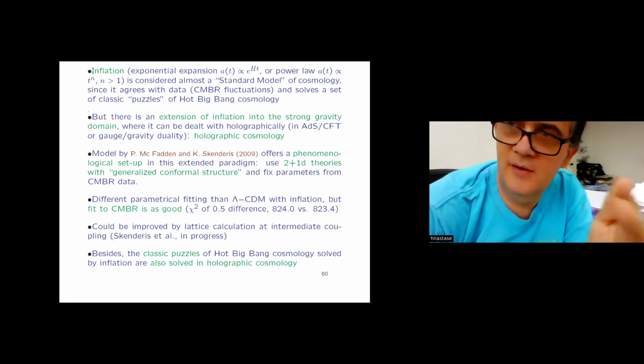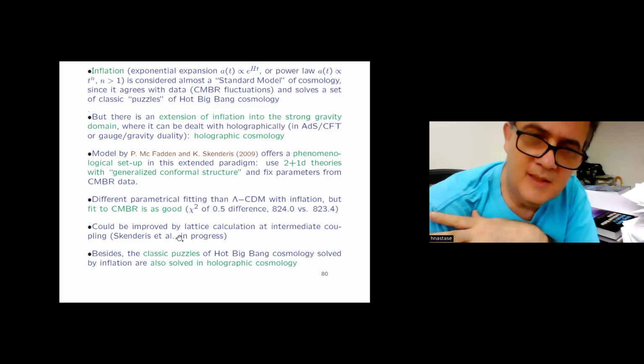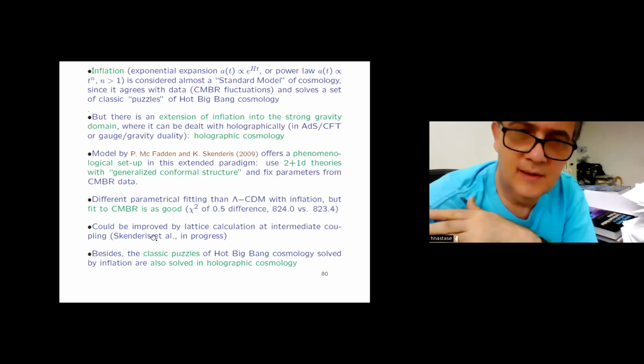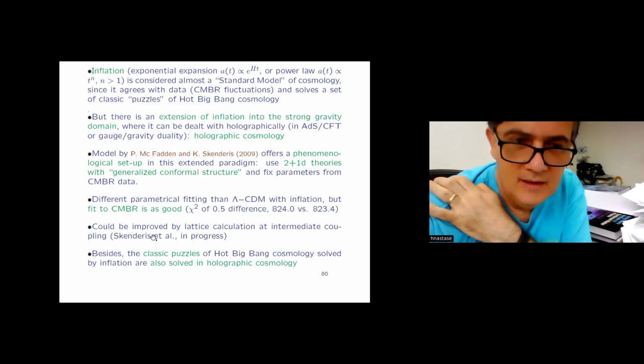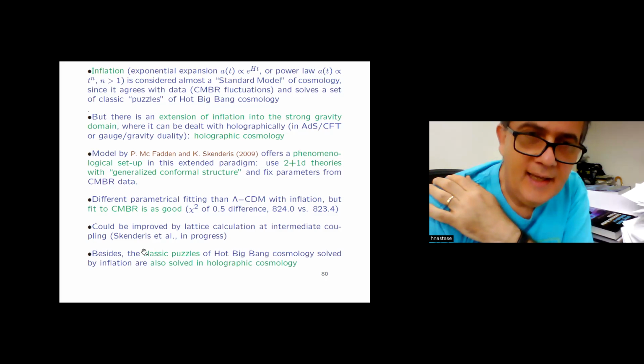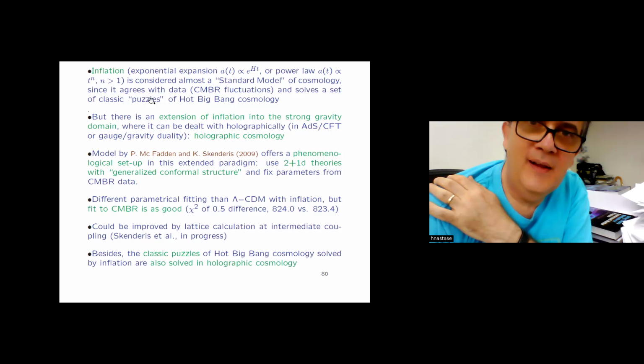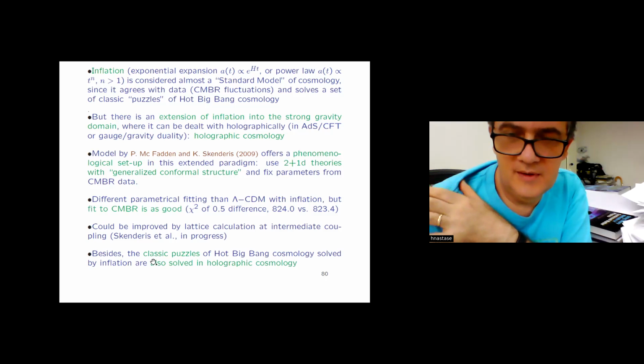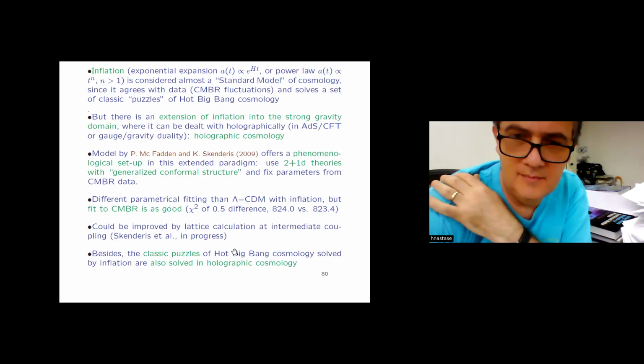Now, the other point is that this will be possible to improve by lattice calculation at some intermediate coupling. So instead of using just small coupling, perturbative, one can do things on the lattice for field theory. And this is in progress by a lattice group that includes Kostas Skenderis. And so this is with respect to the fit to the CMBR. And then we said another reason for considering inflation, besides the fits to CMBR, are the classic puzzles of the pre-inflationary hot Big Bang cosmology. And we'll find that these puzzles are also solved by holographic cosmology.